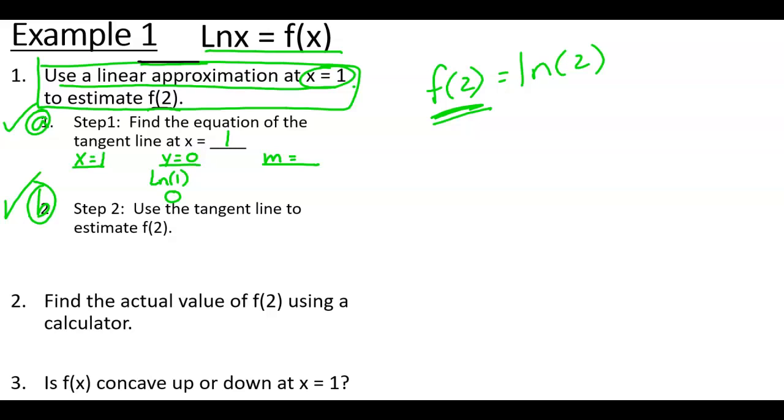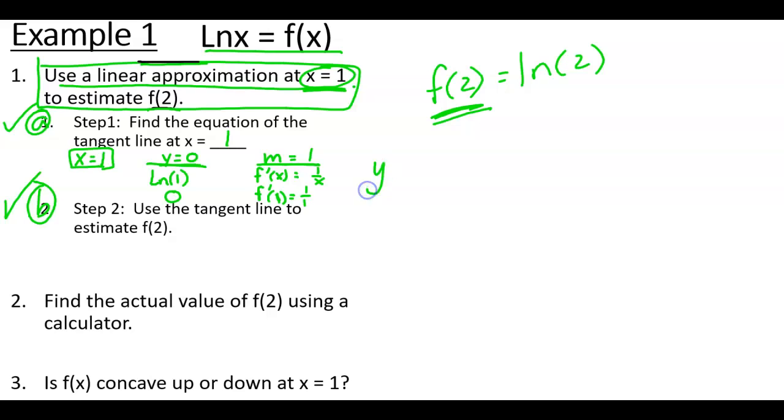To find your slope, you're going to need to find the derivative of your function. The derivative of ln is 1 over x, and then you're going to plug your x value in. So 1 over 1 is 1. So there you go. You take the x value at the point that they indicate up here, plug it into your original function to find your y value, and then plug it into the derivative to find your slope. Once you have those 3 things, then you have enough information to write your tangent line.